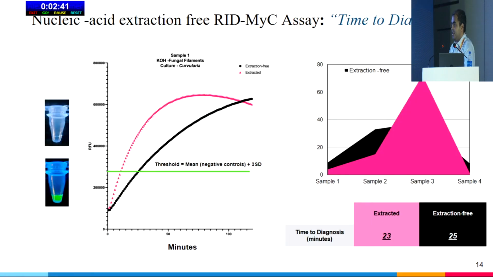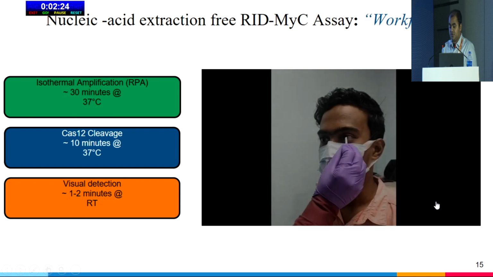The next step was to see what is the time to achieve a positive diagnosis. Here we measured the fluorescence using a spectrophotometer, and we saw the time taken to cross the threshold. There is no significant difference: 23 minutes with an extraction-based method, while 25 minutes with an extraction-free method. This video shows the workflow of the assay.